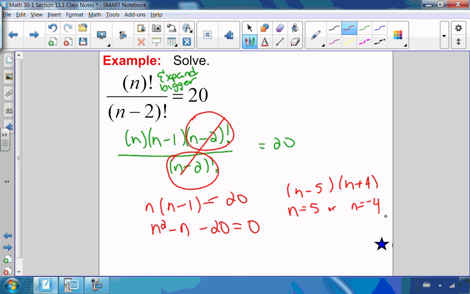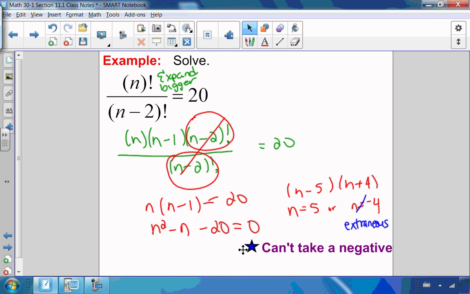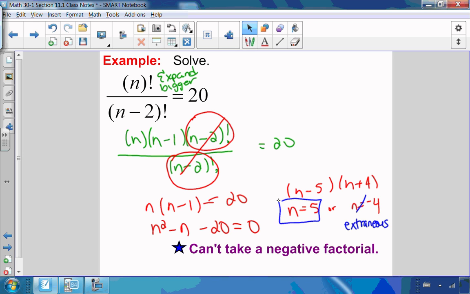Hopefully you remember from when I first introduced you to factorials, I said n factorial, where n is a whole number. You cannot have fraction, decimal, or negative factorials. So negative 4 is not a solution. It's a solution to the quadratic, but not to the original equation. Therefore it's extraneous because you cannot take a negative factorial. So the only solution is n equal to 5.